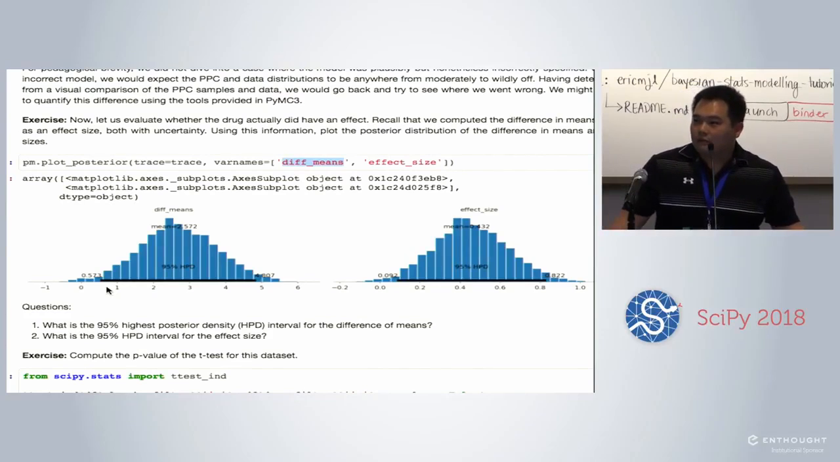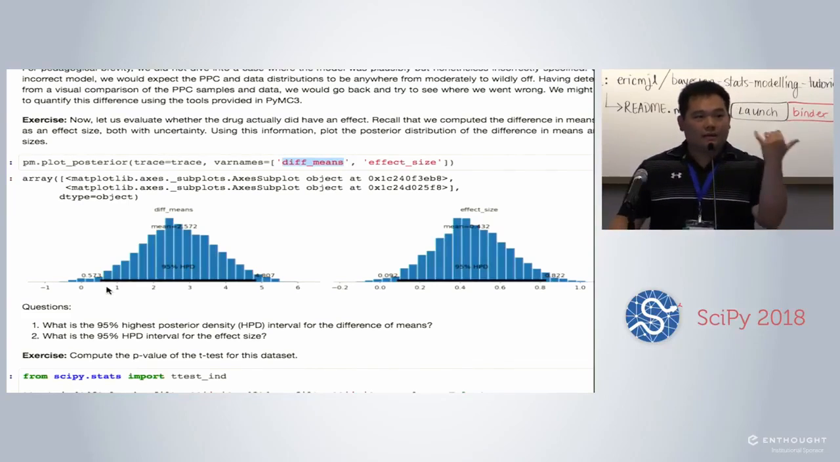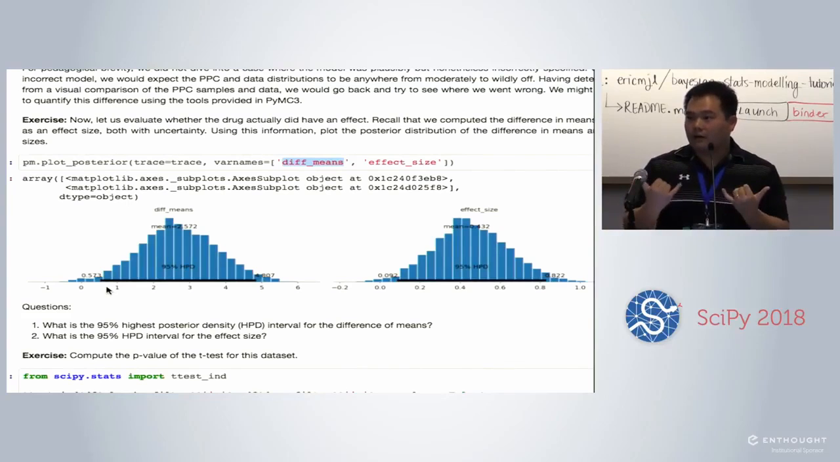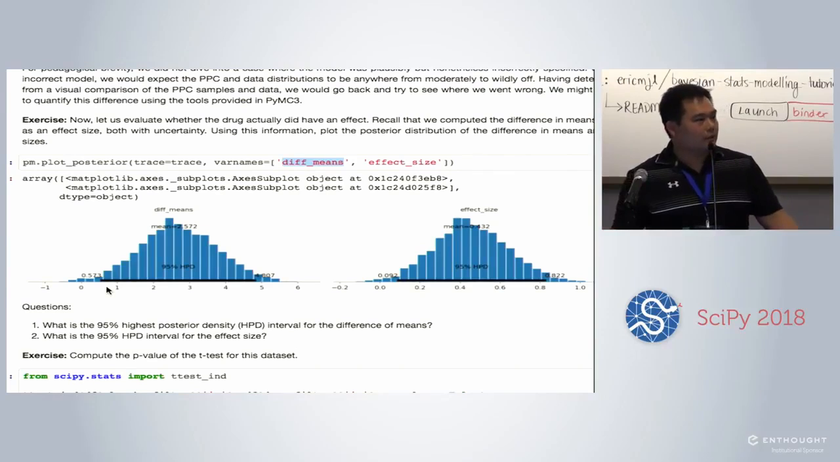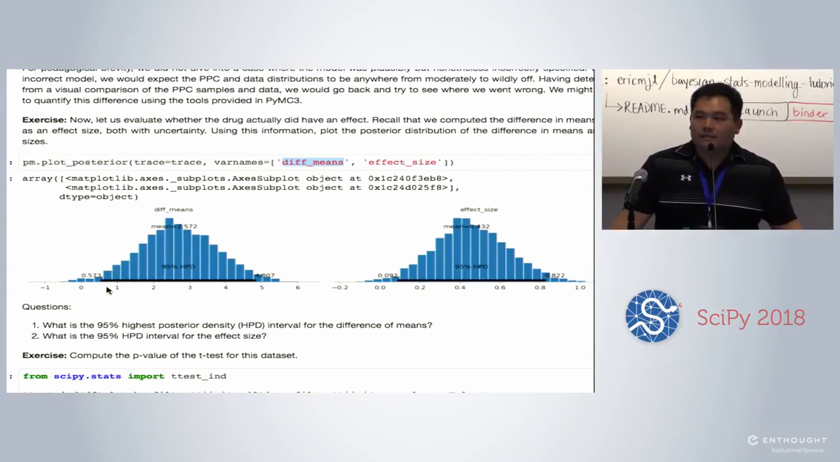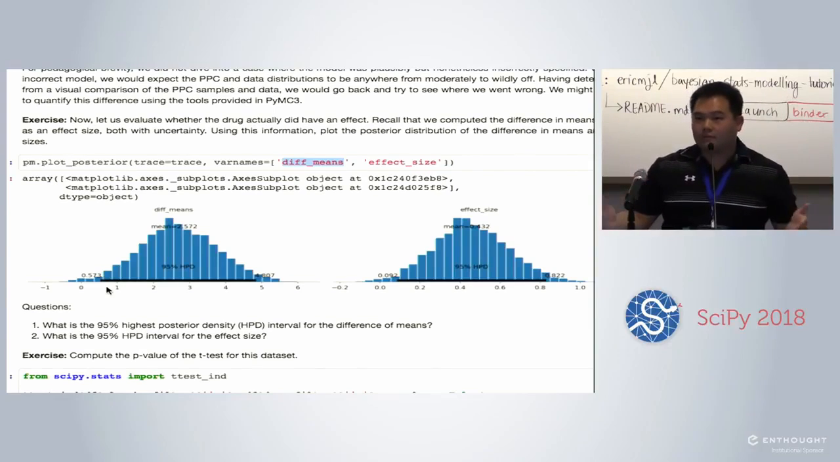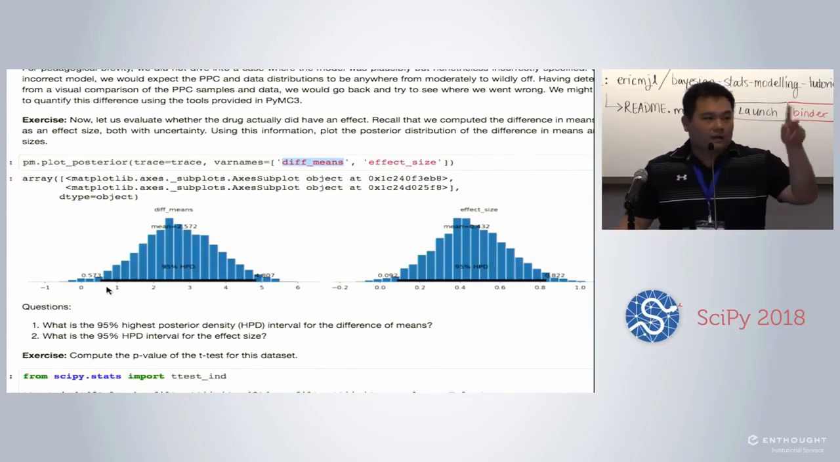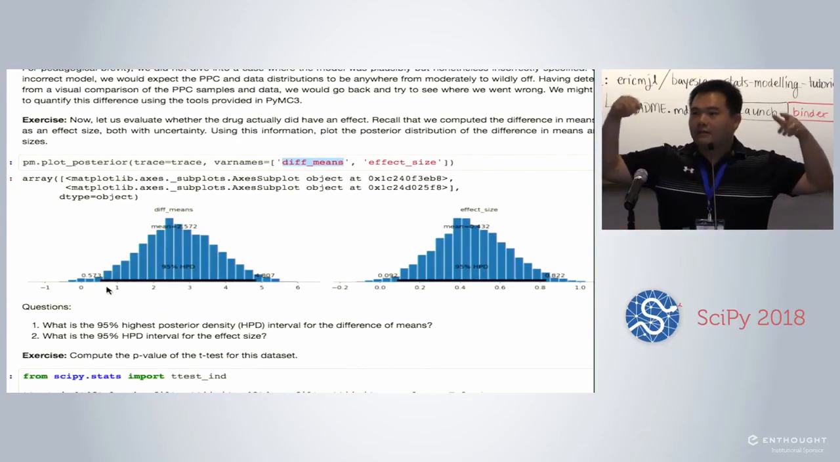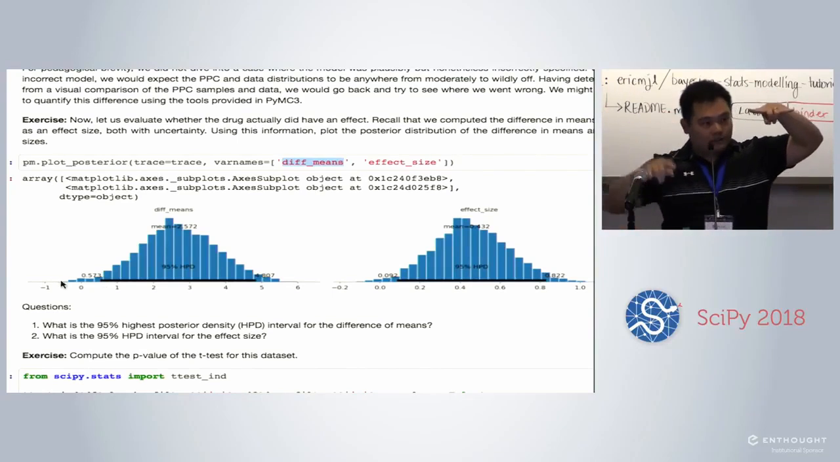Does 5 points of IQ matter? Not really. So one region of practical equivalence that we might set would be negative 2.5 to plus 2.5 IQ points. If anything falls within that region, that's equivalent to 0. That's equivalent to saying there is really no practical difference between them. So a priori we have to define this region of practical equivalence: negative 2.5 to plus 2.5 is our so-called region of practical equivalence.